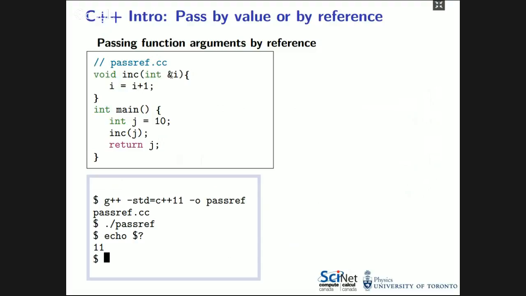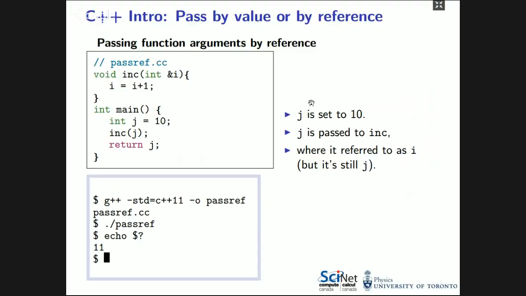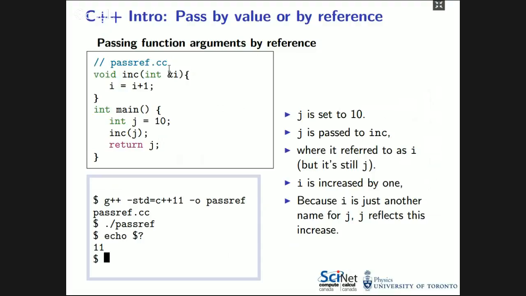So what happens here is that j, being 10, is passed to inc, where it's the same variable, it just gets a new name. So another way of thinking about these passes by reference is that I just rename this j to be called i inside the function. That's all that happens. And so I increase i by 1, but i is the same thing as j, just another name for it. So the original variable also reflects.